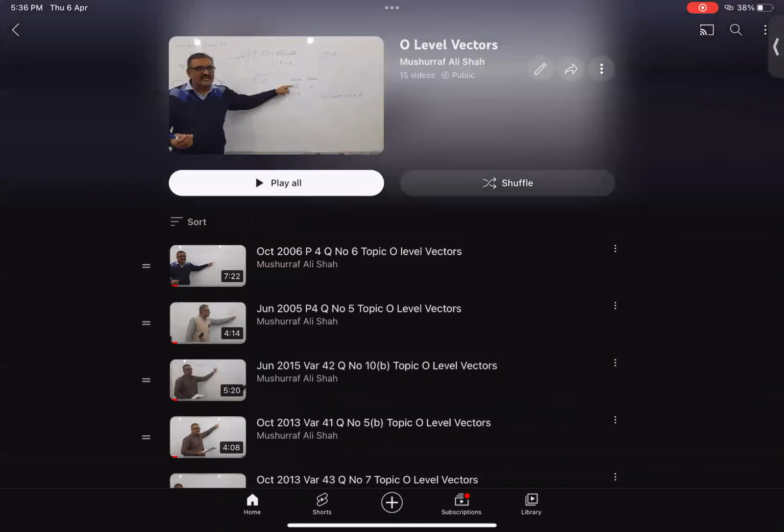Do one favor: take a screenshot of the screen. The first 2 questions are your homework, and you will open these papers and note down the paper numbers. October 2006, paper 4, question number 6, and June 2005, paper 4, question number 5. These 2 questions you will try first. In case of difficulty, you will open and check from here. Both questions contain ratio parts, and I hope, inshallah, you will be able to do them.